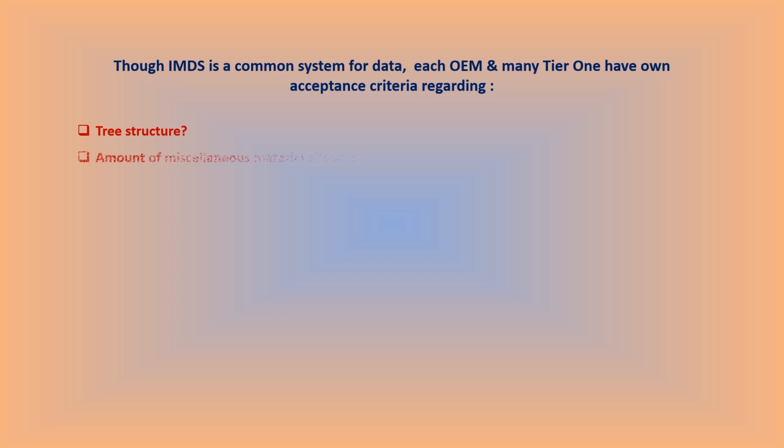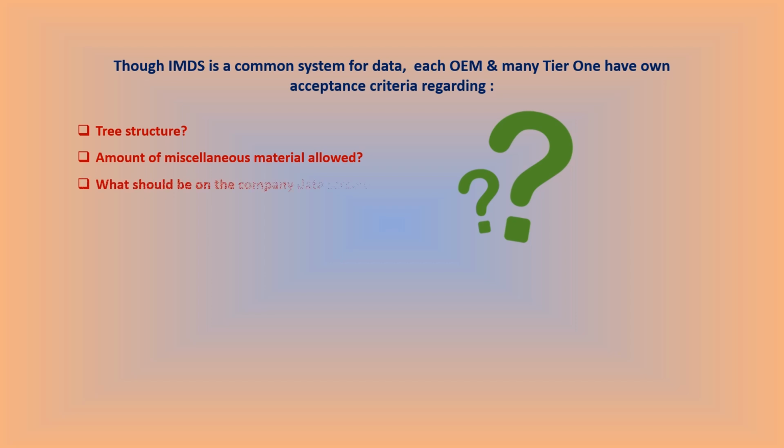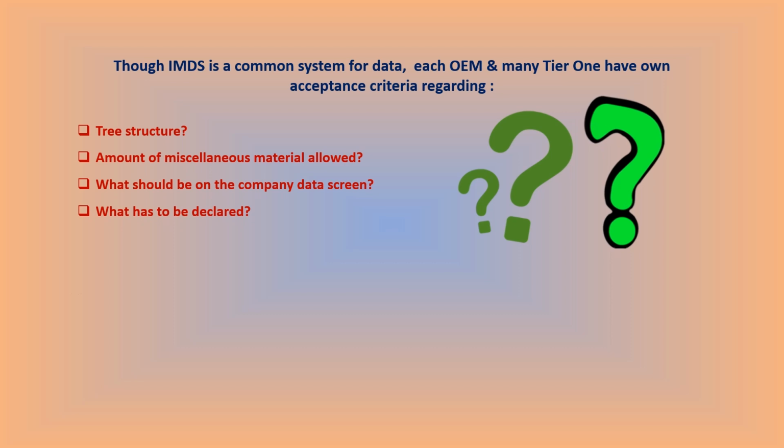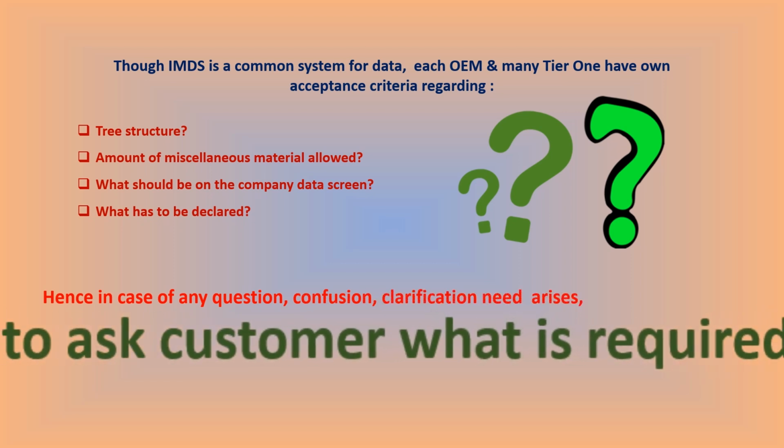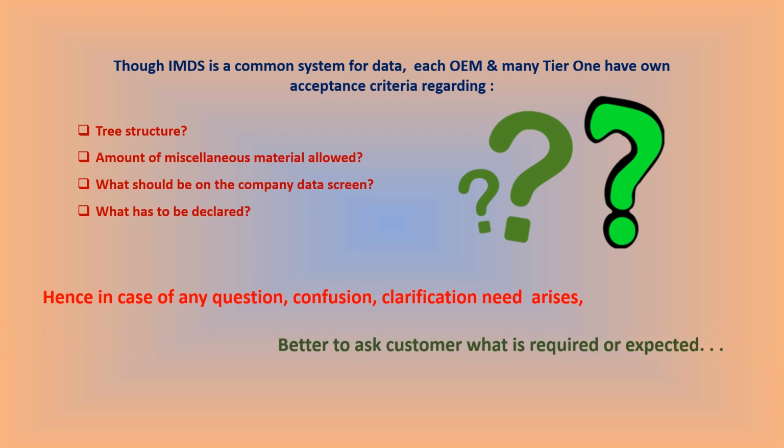Though IMDS is a common system for data, each OEM and many Tier 1 have their own acceptance criteria regarding tree structure, the amount of miscellaneous material allowed, what should be on the company data screen, and what has to be declared. Hence, in case of any question, confusion, or need for clarification, it is better to ask the customer what is required or expected.